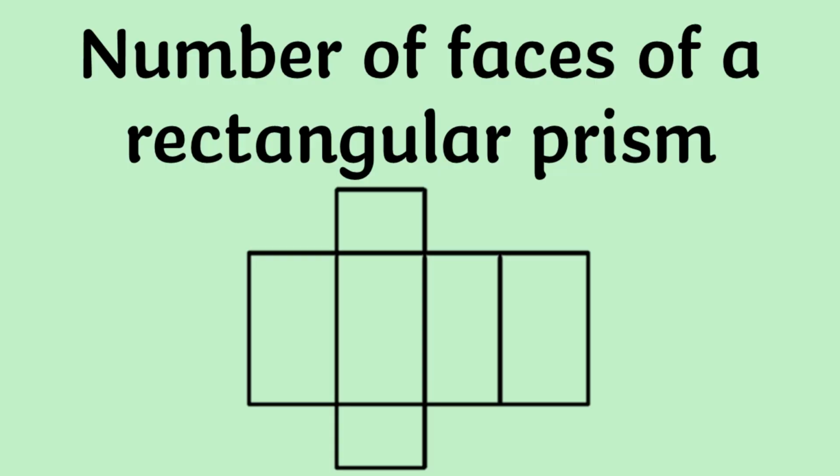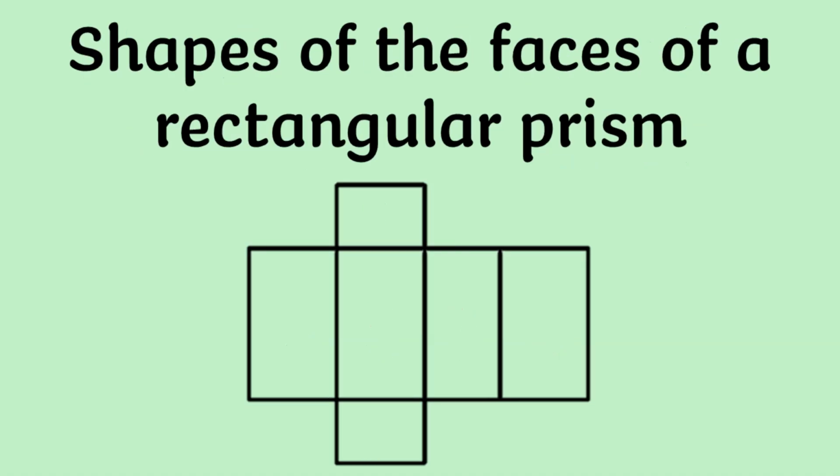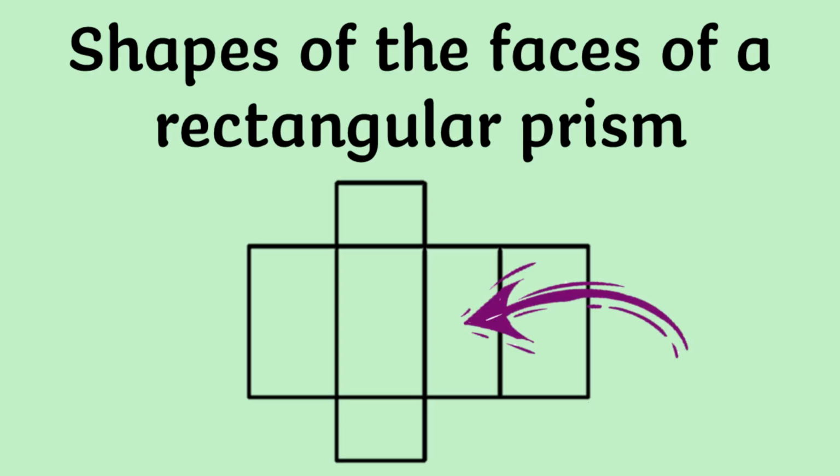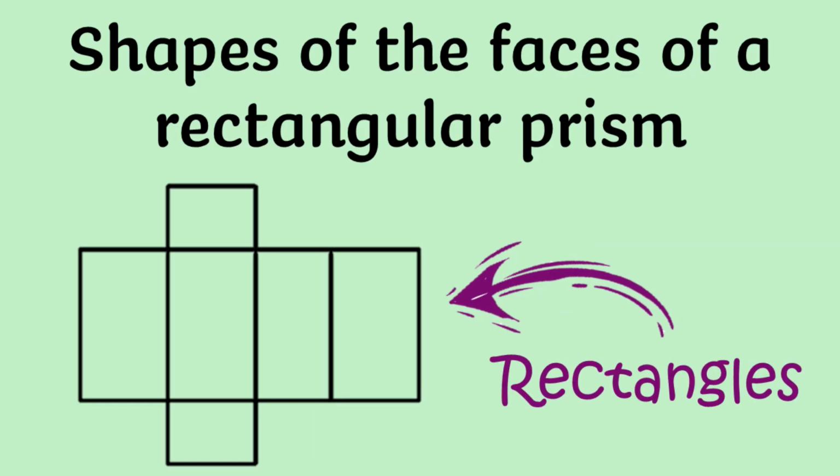Let's count the number of faces of our rectangular prism. 1, 2, 3, 4, 5, 6. Again. Let's try and see what the shapes of the faces are. Can you identify the shape? Of course you can. These are rectangles. A rectangular prism has 6 faces, and the shapes of these faces are rectangles.